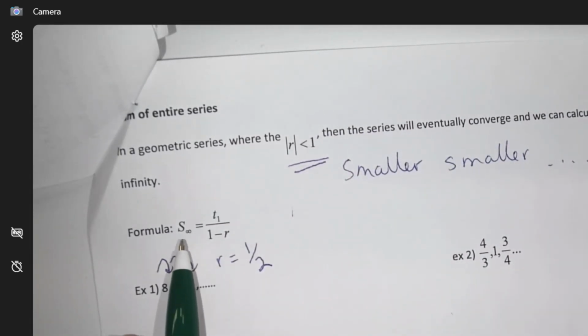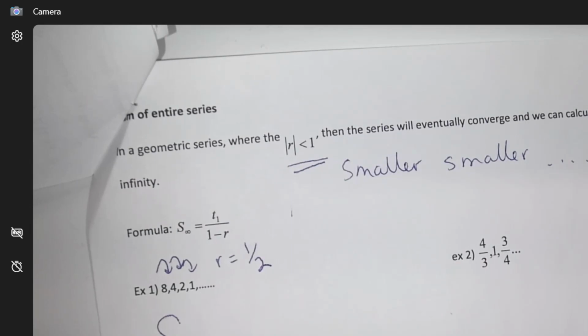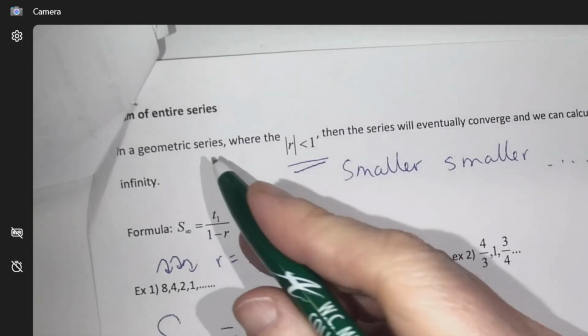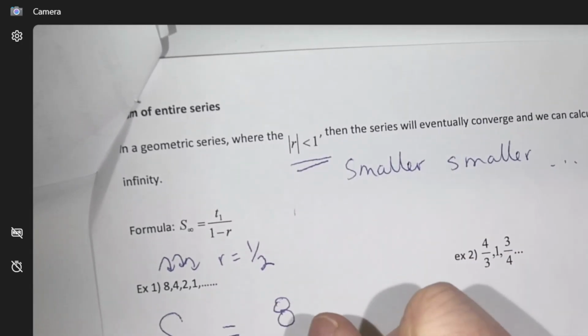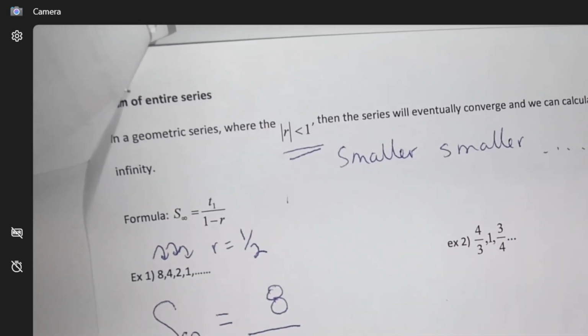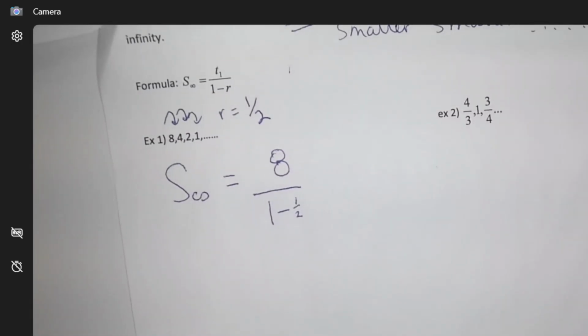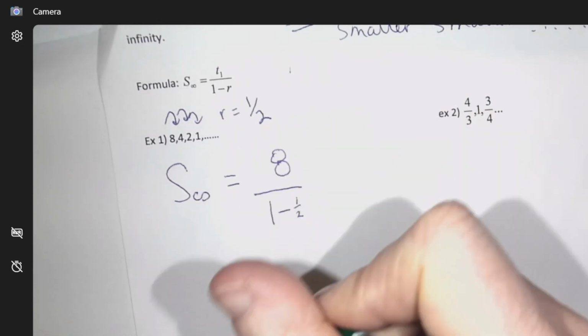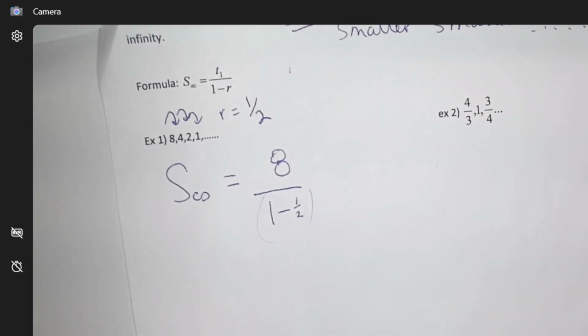Okay, so here's the formula. Find the sum of the entire thing. That's why I have an infinite symbol. Find the sum if this goes on forever, ever, ever. Term 1, 8, divided by 1 subtract a half. And that's the formula. So can you get me an answer on that? So you should use brackets, right? In your calculator, you should be using brackets with that part.